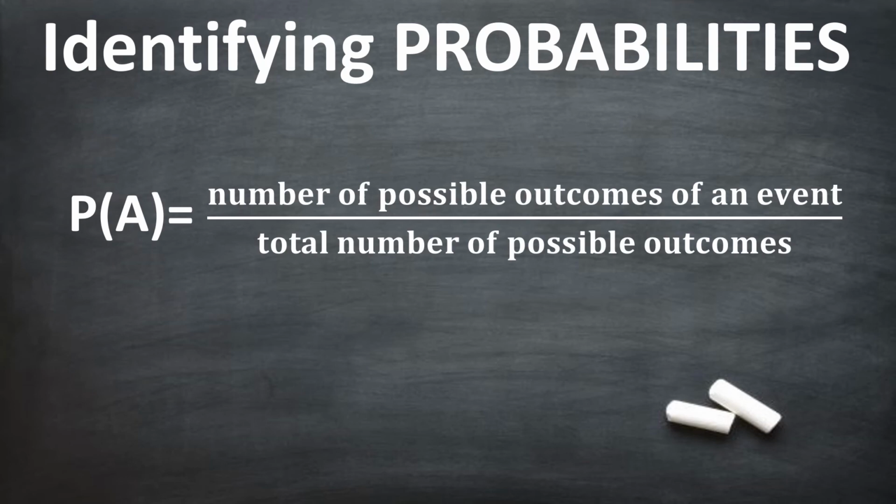Here's the guide in getting a probability of a certain event. Since it is a fraction, we should have a number in the numerator and the denominator. What you're going to write in the numerator is the number of possible outcomes of the given event. And then for the denominator, you just have to write the total number of possible outcomes for a given experiment.